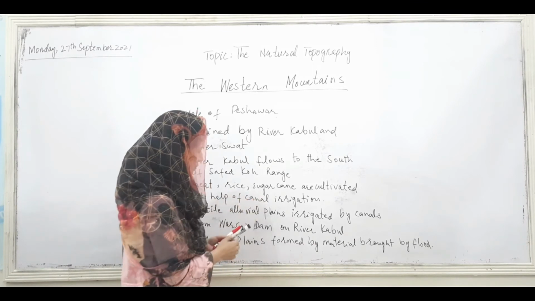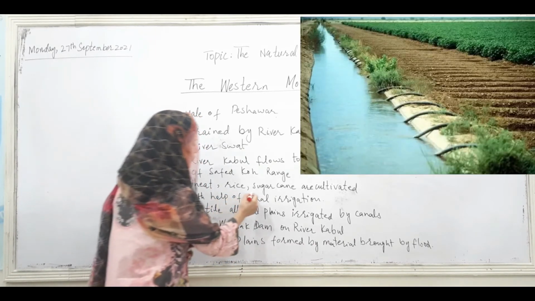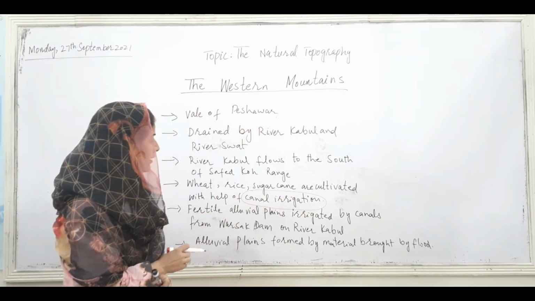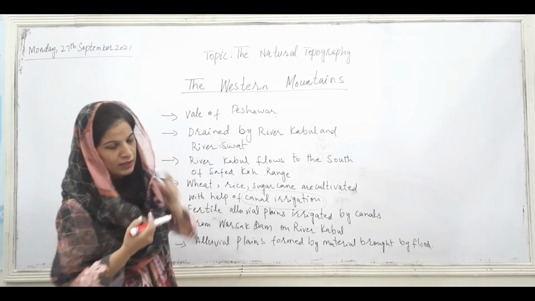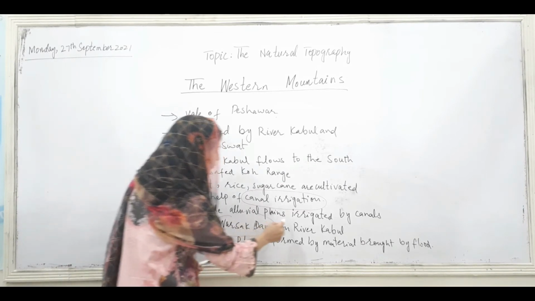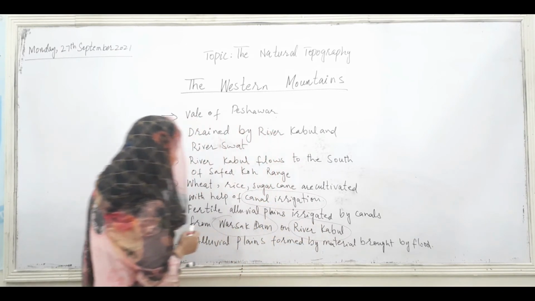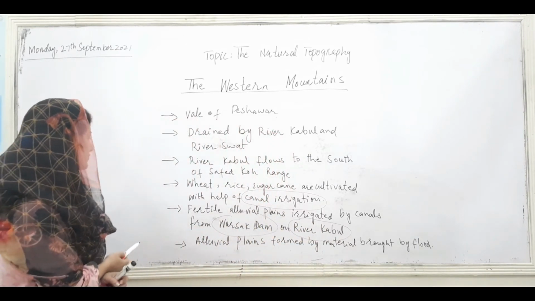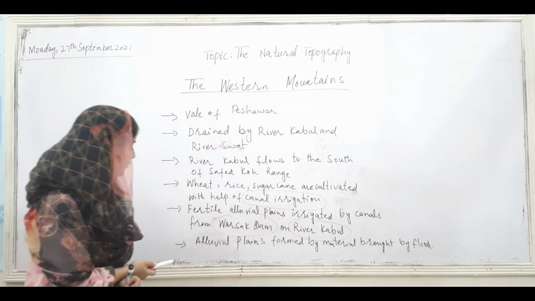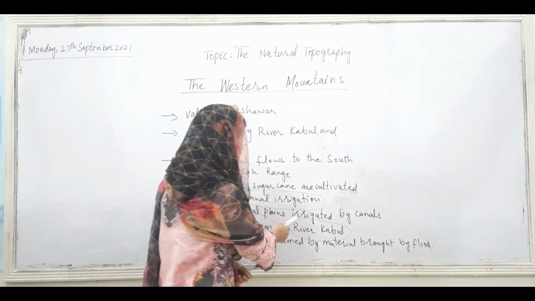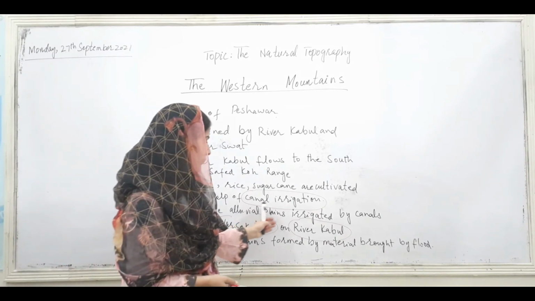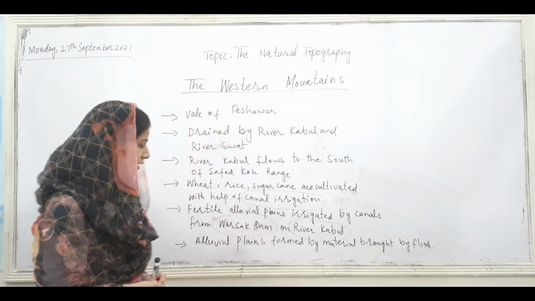Now how is it possible? The crop cultivation is possible because of canal irrigation. So canal irrigation is not possible in northern mountains, but in western mountains it is possible because we are having a small dam over here that is called Warsak dam, that is constructed on river Kabul. So Warsak dam has canals, and these canals are developed over here for irrigation purposes. So fertile alluvial plains are present over here, that are irrigated by canals from Warsak dam, that is constructed on river Kabul.